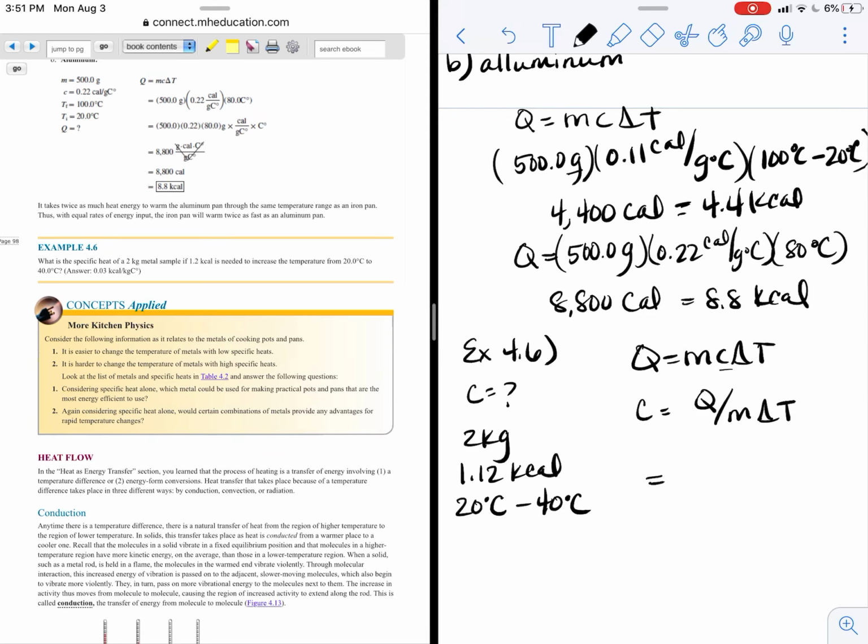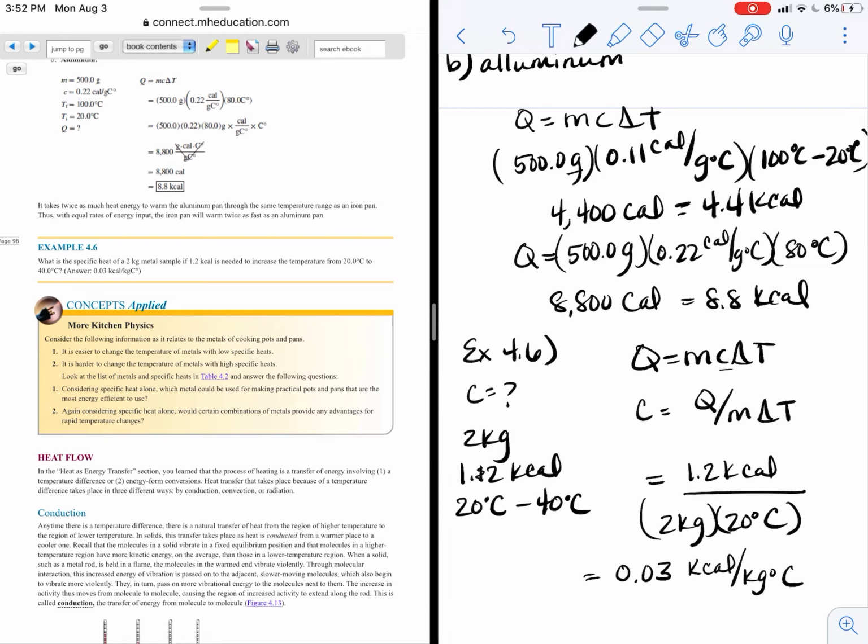And I just divided mass and change of temperature to the other side. So my heat is 1.2, not 1.12. Divided by the mass, which is 2 kilograms, divided by the change of temperature, which is 20 degrees Celsius. So let's see here. I got 1.2 divided by 2 times 20. So I end up with 0.03 kilocalories per kilogram degrees Celsius.